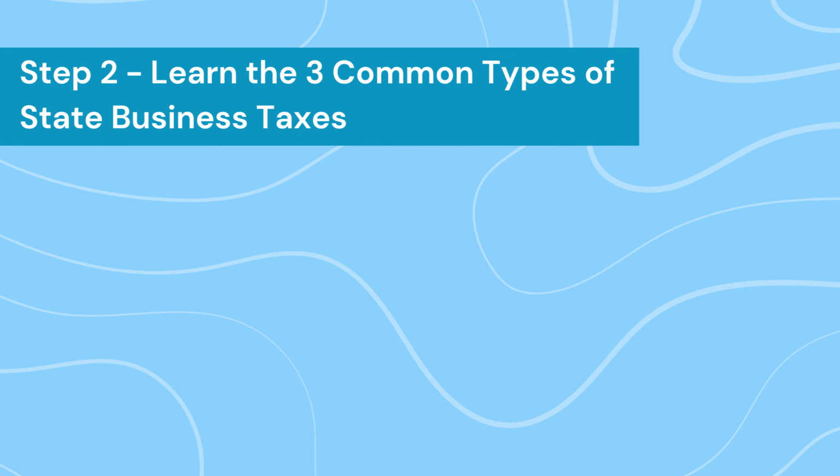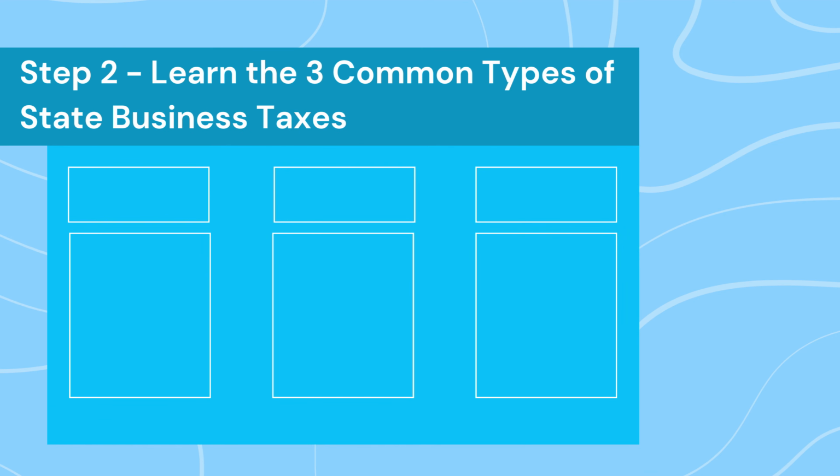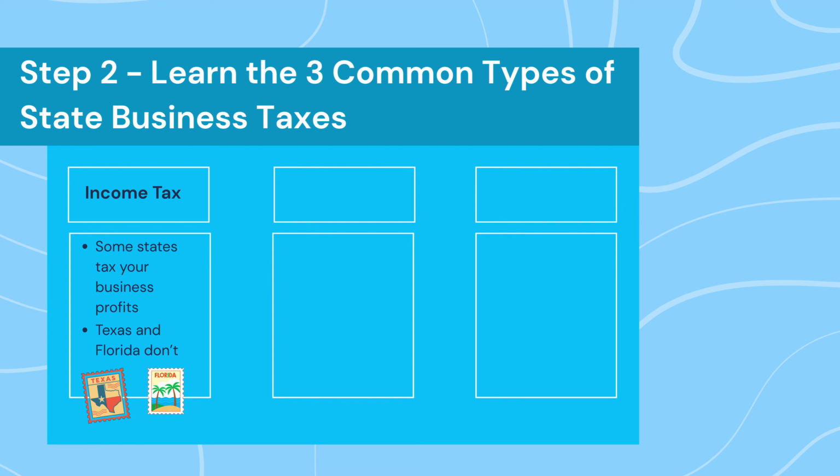Step 2. Learn the 3 common types of state business taxes. The first is income tax. Some states tax your business profits. Others, like Texas and Florida, don't. The second is sales tax. If you sell physical products or certain services, you may need to collect and send sales tax to your state.